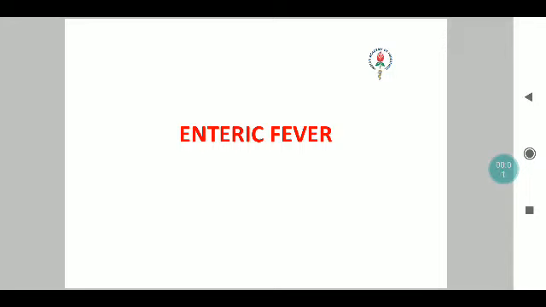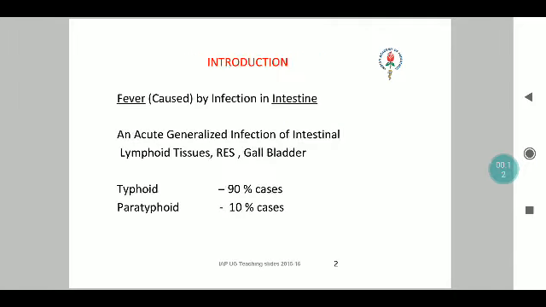Hello everyone, this presentation will be on enteric fever. Now enteric fever is a common infectious disease which we encounter in India, and in India it is quite common and predominant, hence it's important to have a good understanding of this topic.